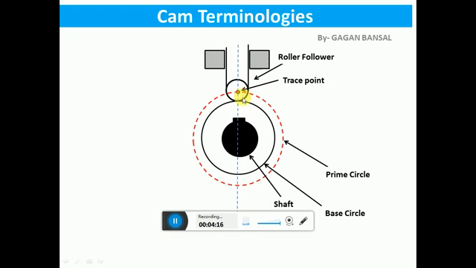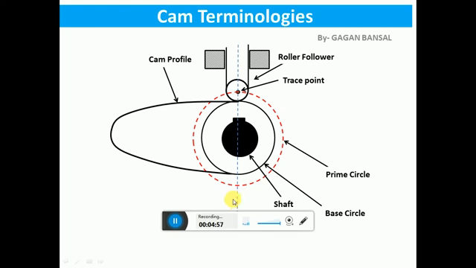Next is the cam profile. What is the cam profile? The surface of the cam which comes in contact with the follower is known as the cam profile. The fundamental basis for drawing the cam profile is that the cam is assumed to be stationary. It is very important. While drawing any kind of cam profile, which we will also do in the next session, we consider that the cam is stationary and the follower is rotating through 360 degrees around the cam.